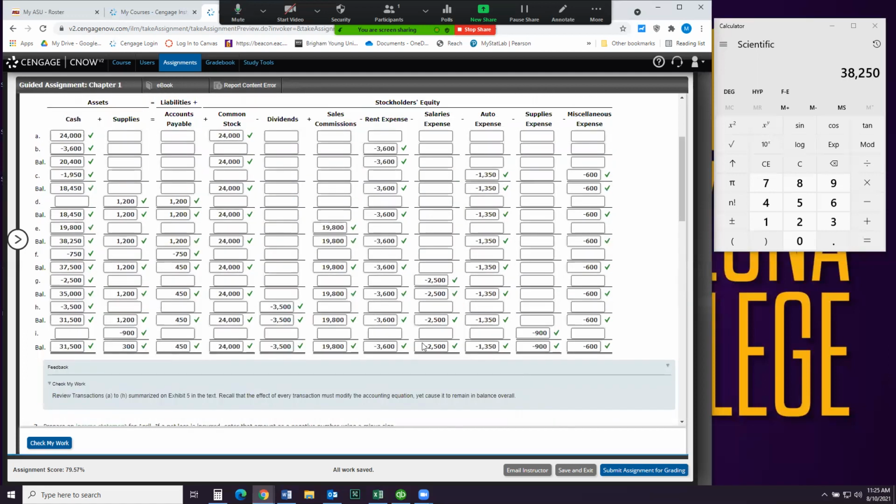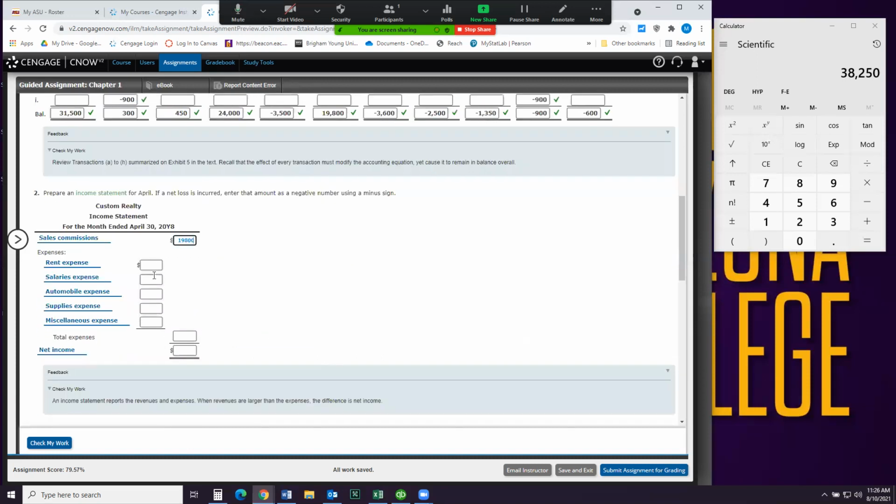Rent expense was $3,600. Salary expense was $2,500. Here's one little note for you. Even though we show them as negatives here, when we do them on our income statement, we always show everything as a positive. That's the standard convention. Our automobile expense was $1,350. Our supplies expense was $900. Our miscellaneous expense was $600. So we're going to add all those up to get our total expenses. $3,600 plus $2,500 plus.